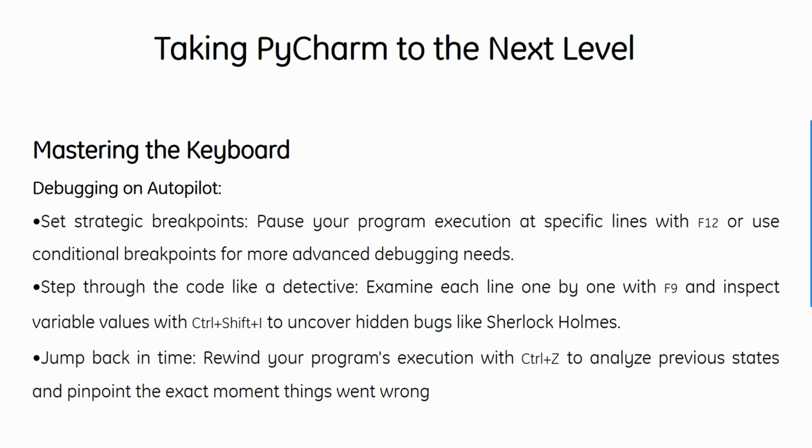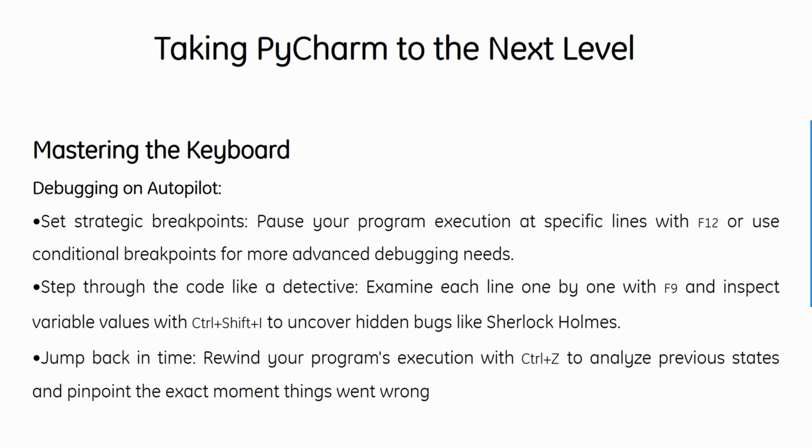Next, we have debugging on autopilot. So you press F12 to pause your program execution at specific lines, or use conditional breakpoints for more advanced debugging needs. And then you can use F9 to examine each line one by one and inspect variable values with Control plus Shift plus L to uncover hidden bugs like Sherlock Holmes.